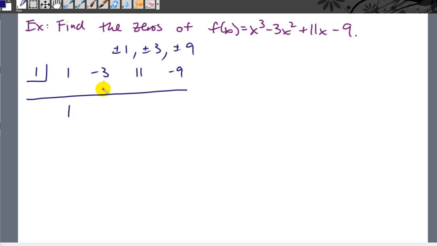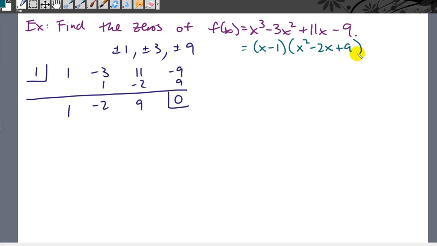Drop down the 1. 1 times 1 is 1, then we have a negative 2. Then we have a 9. Oh my gosh, wow, look at that. We got super lucky there. So since we got lucky, this expression is the same thing as x minus 1, because a is 1, so we have x minus 1, multiplied by x squared minus 2x plus 9.